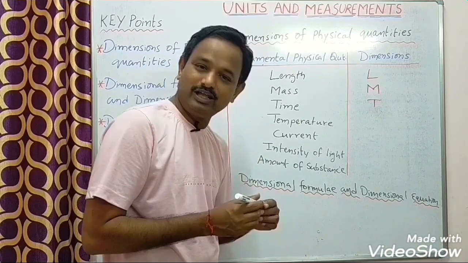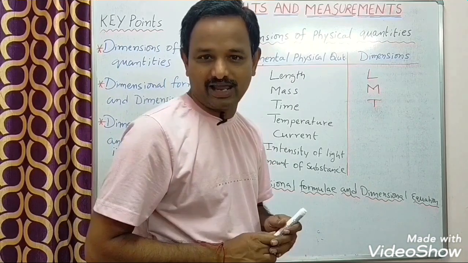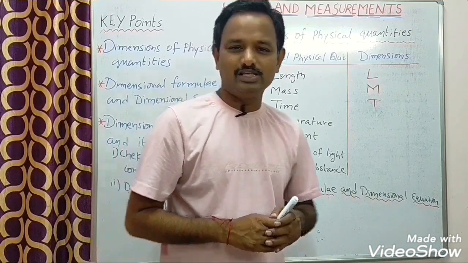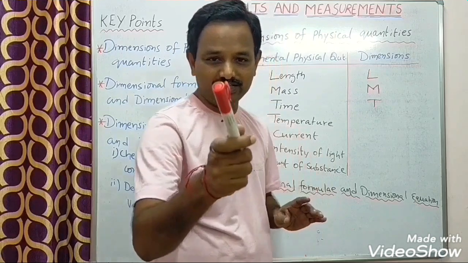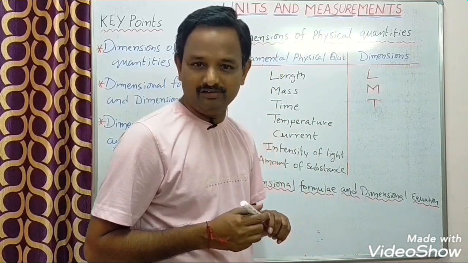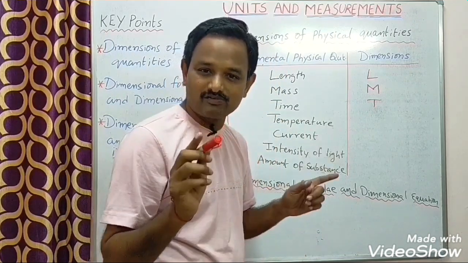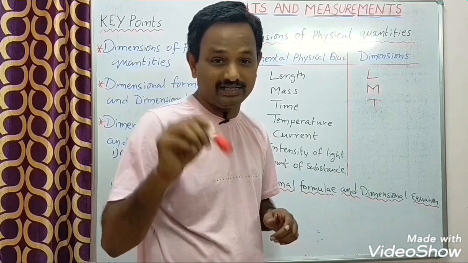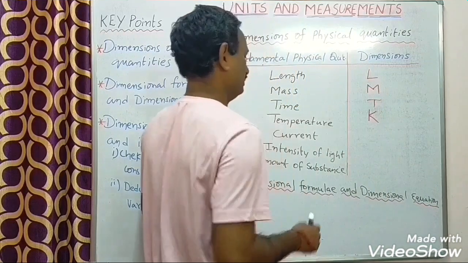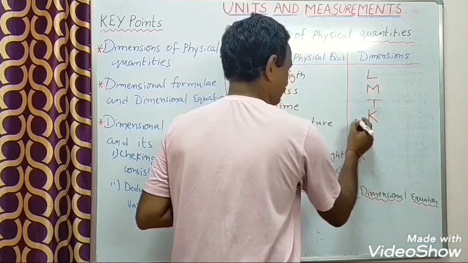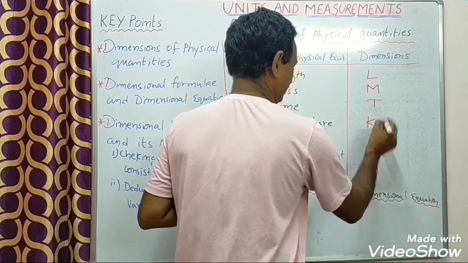No, you have to take the unit of temperature as dimensional formula. What is the unit of temperature in SI unit? That is Kelvin. So you have to take Kelvin as dimensional formula. That means you have to take letter K. Okay, so for temperature, Kelvin.